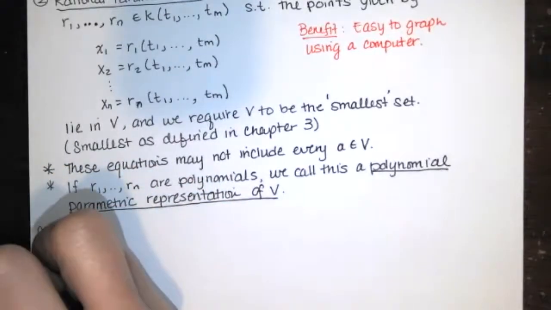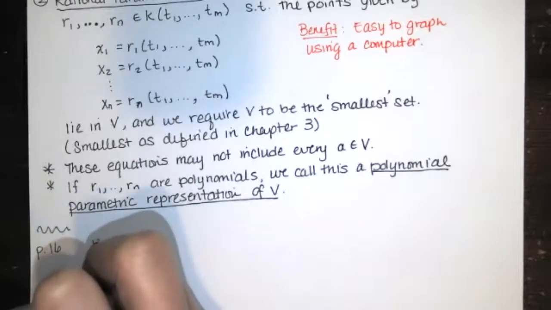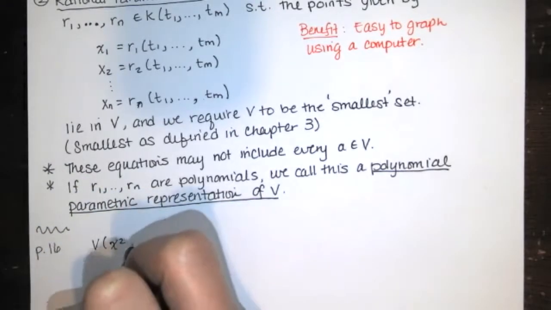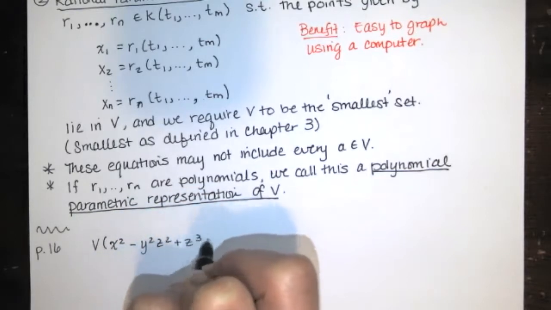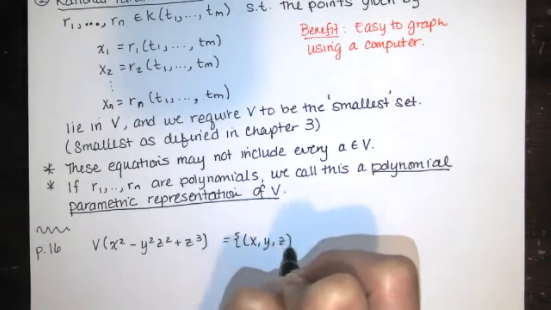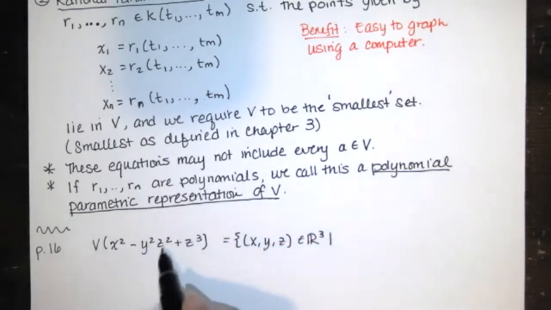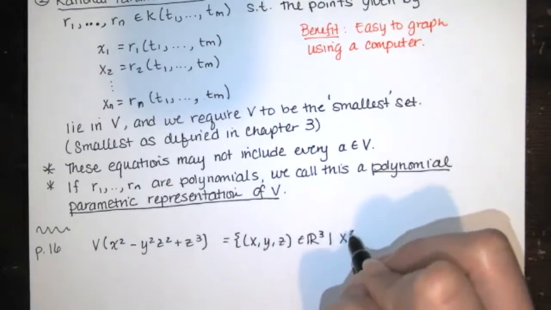So this is an example from the book. It's on page 16 in the book. We're given a variety defined by x squared minus y squared times z squared plus z cubed. So this is going to be the set of all ordered triples in three-dimensional space, such that this polynomial in 3 variables is equal to 0.